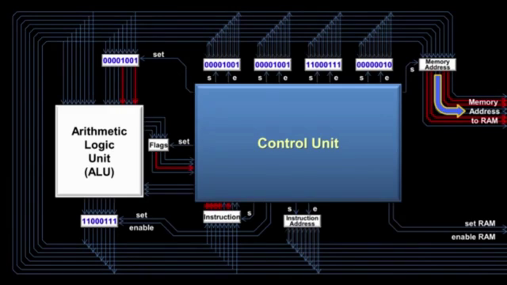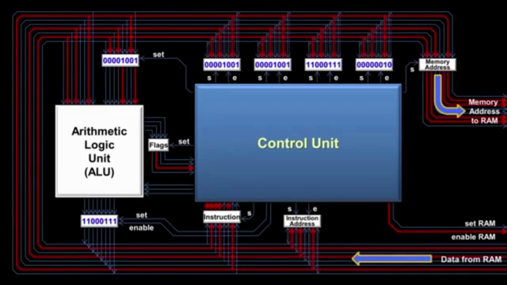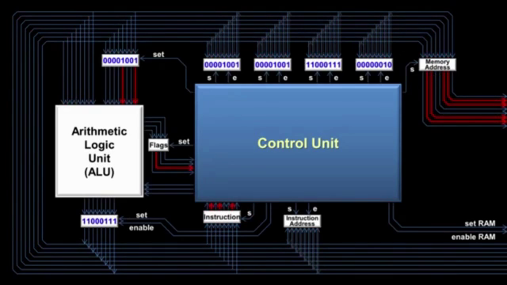The control unit then turns on the enable RAM wire, and RAM automatically sends back the data at that address, which in this case is an instruction. That instruction is then saved in the instruction register, and the control unit begins processing it. In this case, it's a jump if equal instruction, which checks to see if the equal flag is on. It does that by running one of its wires and the equal flag wire into an AND gate. If both inputs to the AND gate are on, then the output wire turns on as well.